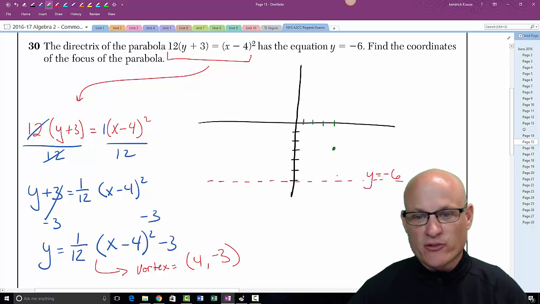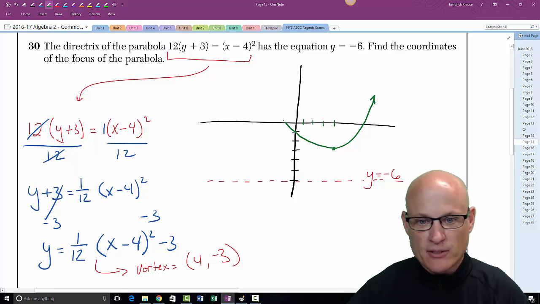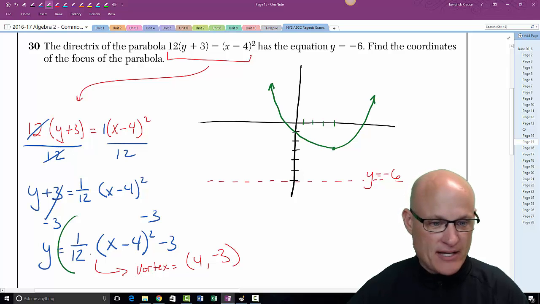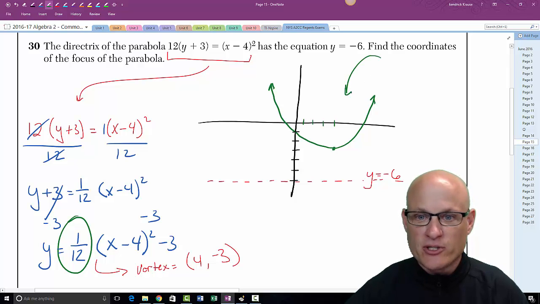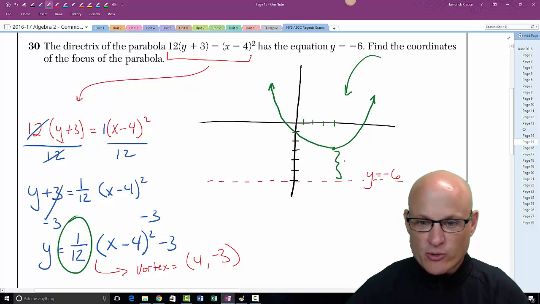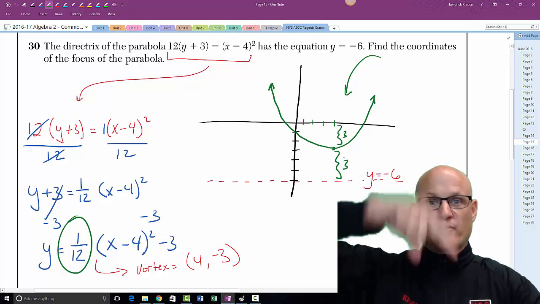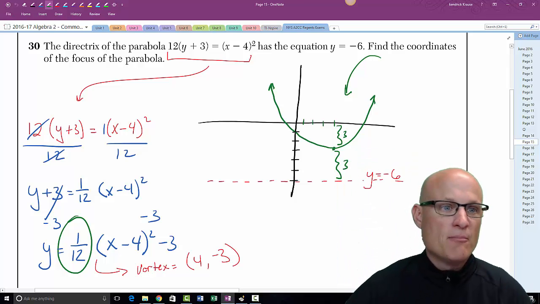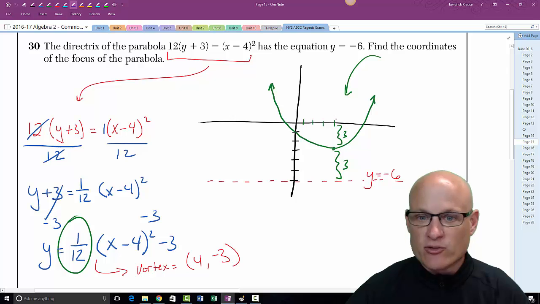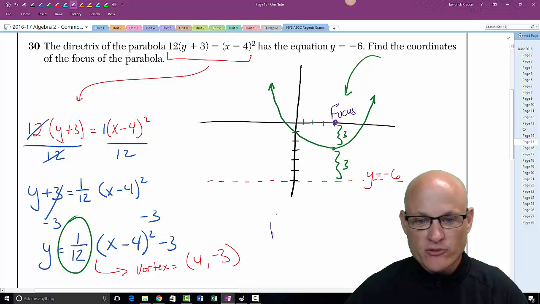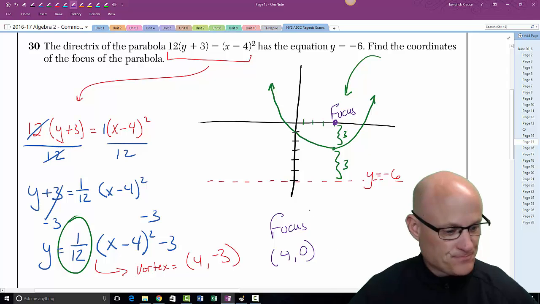Now, if this is my focus, and this is my directrix, and this is my vertex, I know my parabola is going to open up. It's actually going to be a really wide parabola. I know it's going to open up because this is positive. Then my focus has to be over here. Well, if this is 3 units, then this is 3 units. Remember, the vertex has to be right there in the middle of the focus and the directrix. So my answer to my question is right here. There is my focus. And the focus's point was 4, 0.